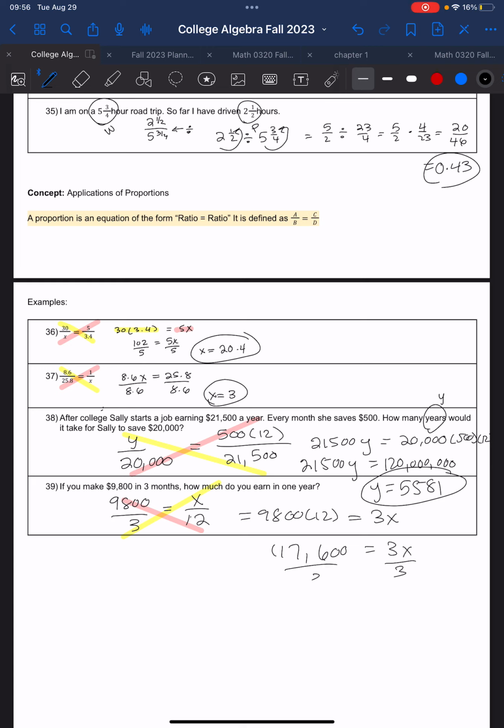Divide both sides by 3 and we get x is equal to 39,200. And x was in terms of, yep, so how much do you earn in a year? The total amount you would earn in a year is a little more than 39,000.